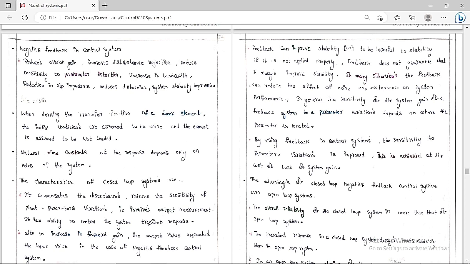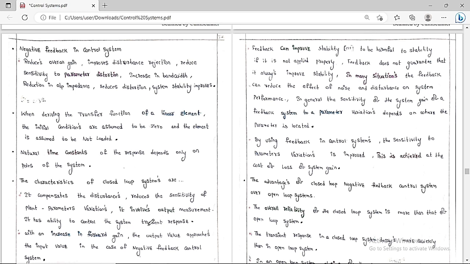In many situations, feedback can reduce the effect of noise and disturbance on system performance. As I have already told you, if you use negative feedback, then the overall noise is reduced and the disturbance of the system is also reduced. In general, the sensitivity of the system gain of a feedback system to parameter variations depends on where the parameter is located.